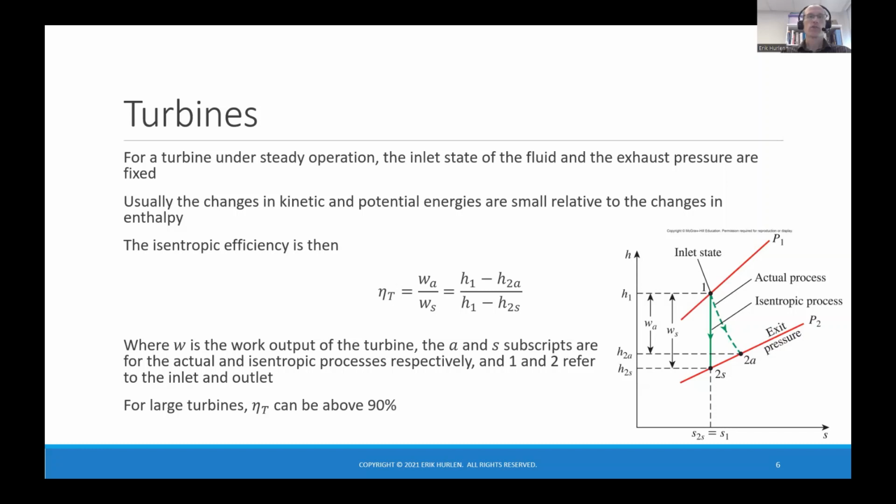The work output for a turbine is equal to H1 minus H2. H1 will be the same since the inlet conditions are the same, but the values of H2 will be different between the actual and isentropic processes, as can be seen down here on this hs diagram. The largest, most efficient turbines can have isentropic efficiencies above 90%.